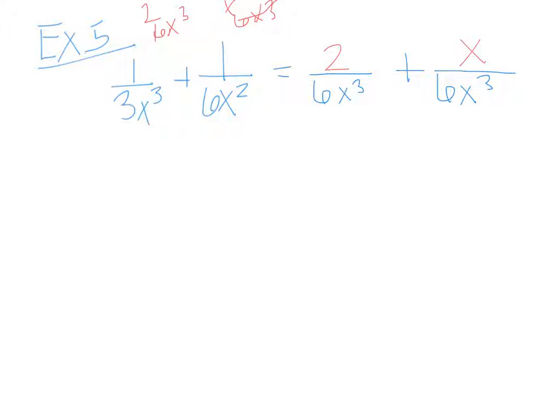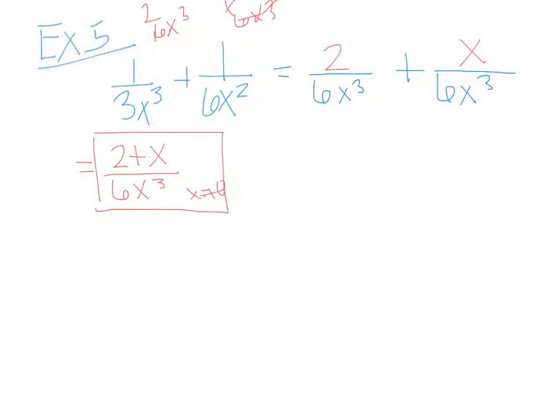So now I add what I have up top, 2 plus x over 6x cubed. And I can't factor anything, so therefore nothing will cancel. So this is my answer. I have x on the bottom, so x cannot equal 0.